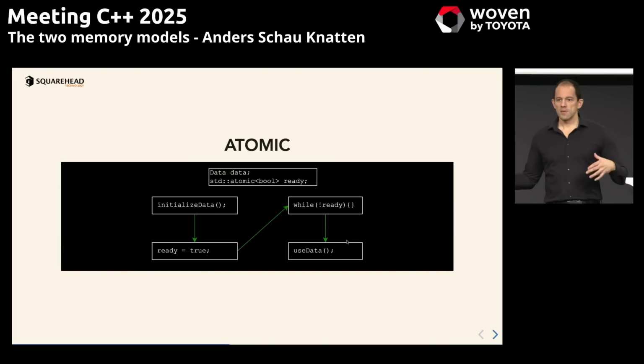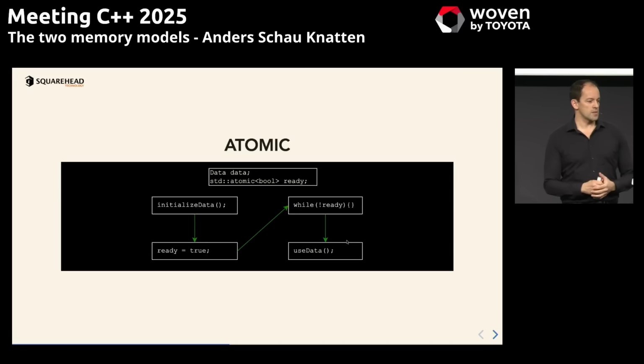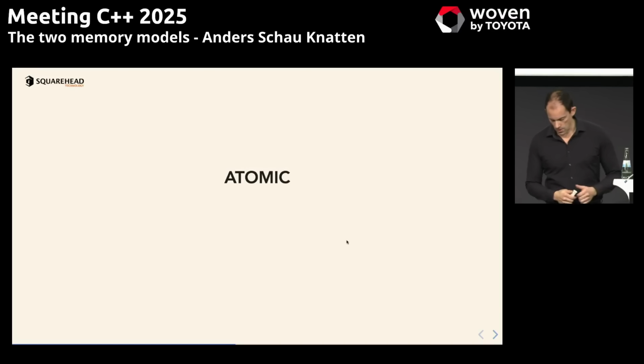So why did the arrow turn green? Right? I said I made it atomic, and the arrow turns green. Is it just because it's atomic, or why exactly is it green? So let's see what atomic means.